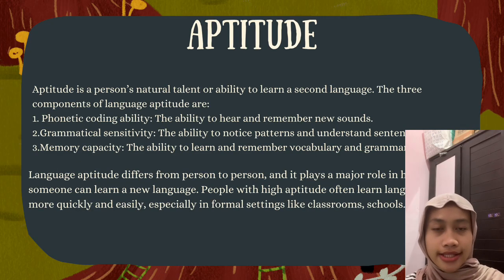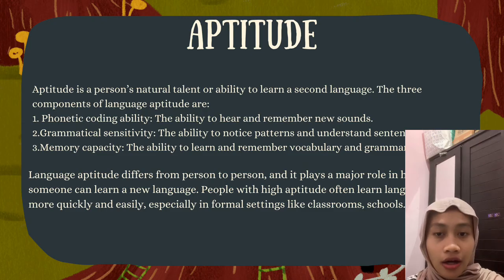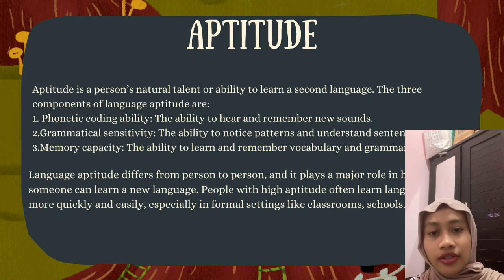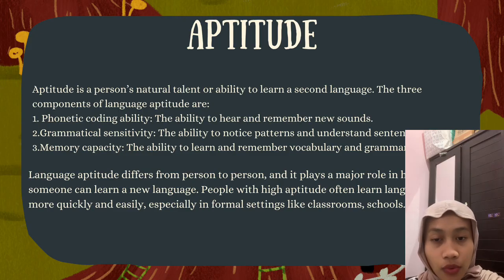And the second one is aptitude. Aptitude is a person's natural talent or ability to learn a second language. The three components of language aptitude are: the first one, phonetic coding ability. It is the ability to hear and remember new sounds. And the second one is grammatical sensitivity, the ability to notice patterns and understand sentence structures. And the third one is memory capacity. It is the ability to learn and remember vocabulary and grammar rules.